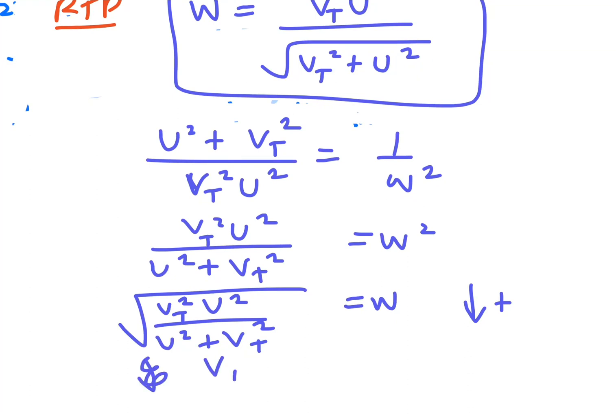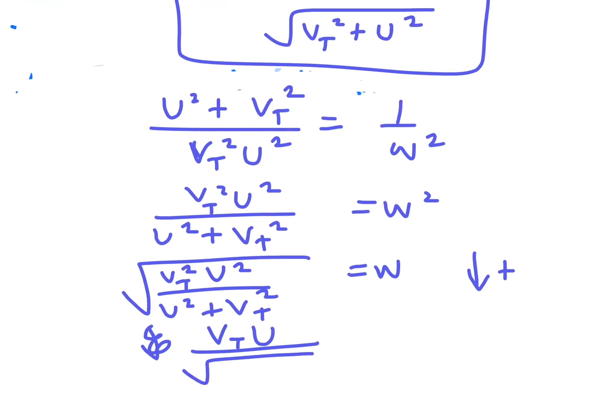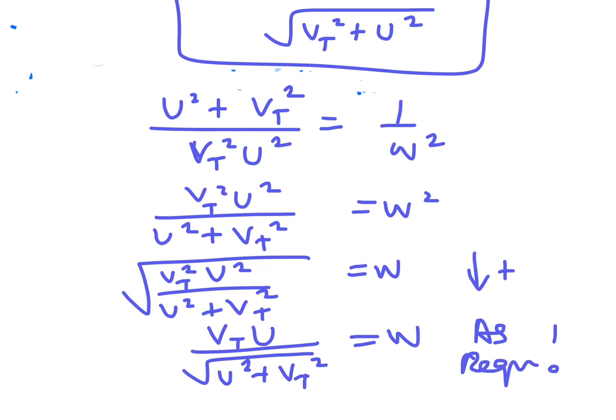Okay, so when you square root the top line, you get vt mu, and the bottom is just the square root of u squared plus vt squared, which equals w as required. Woohoo.